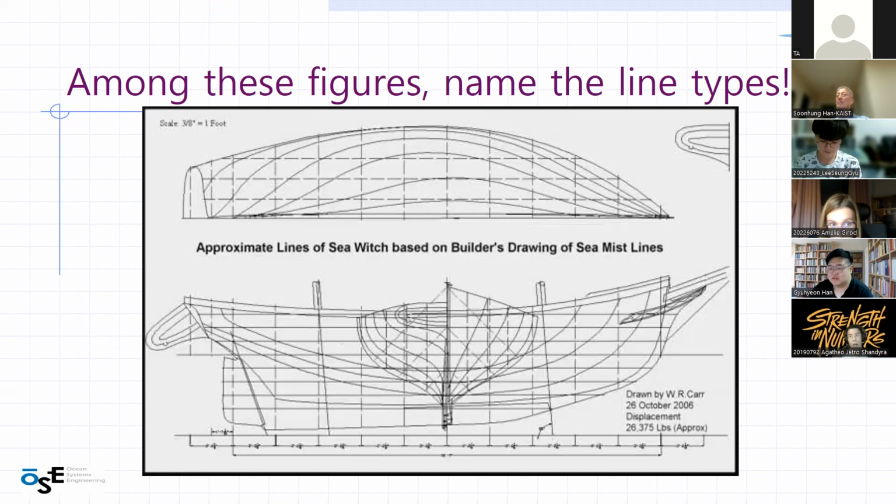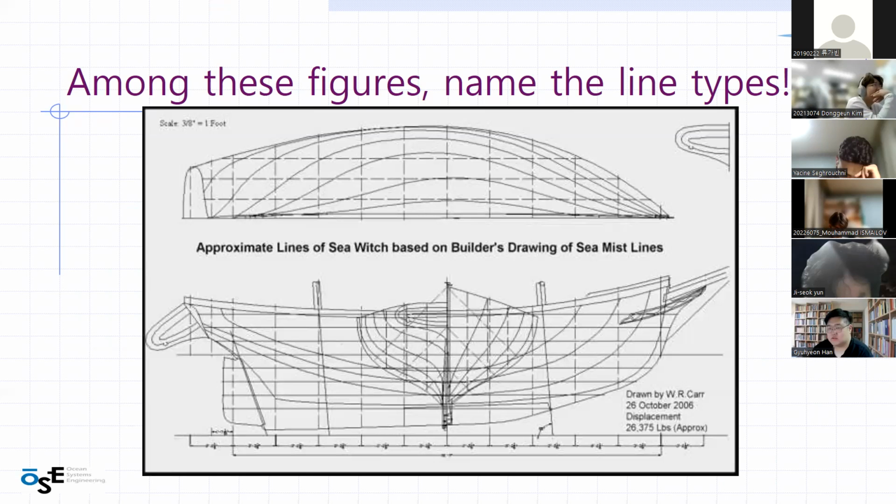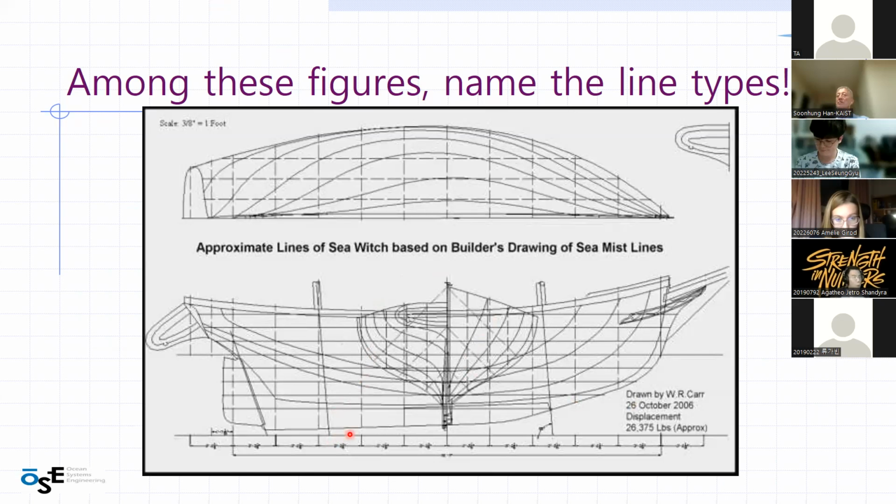I think the one on the bottom with the two views is the body plan, because it says that the body plan is sometimes divided into separate views of the bow and the stern, and they are sort of combined together. And they have some section lines with the curves of what the ship would be like.